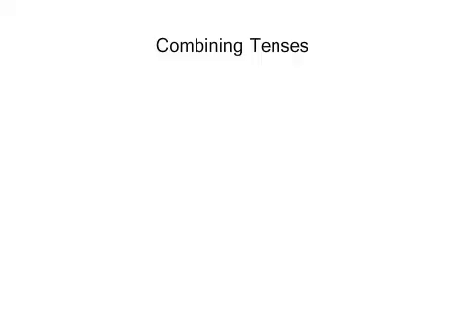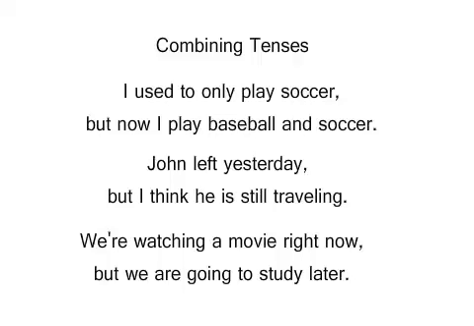So in this video, we're going to talk about different ways to combine tenses, or better said, we're going to take a look at different examples of using two or more tenses in the same sentence. Here are three sentences in English that give examples of using different tenses. We have, I used to only play soccer, but now I play baseball and soccer. We have, John left yesterday, but I think he is still traveling. And we have, we're watching a movie right now, but we're going to study later. Let's take a look at each of these sentences individually and figure out which tenses each sentence uses.